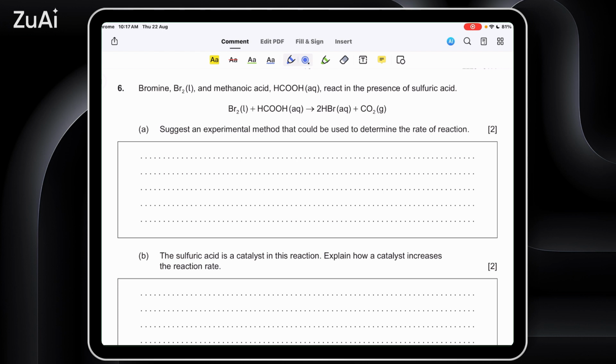Name an experimental method that could be used to determine the rate of reaction. So you have to measure the change in mass with respect to time, and volume is also produced. So you can measure the change in mass, you can measure the change in pressure, you can measure the change in volume of gas, and electrical conductivity is also used. So these are the methods.